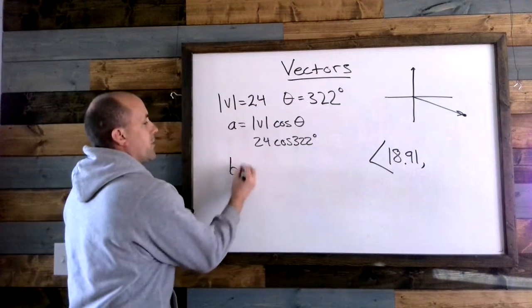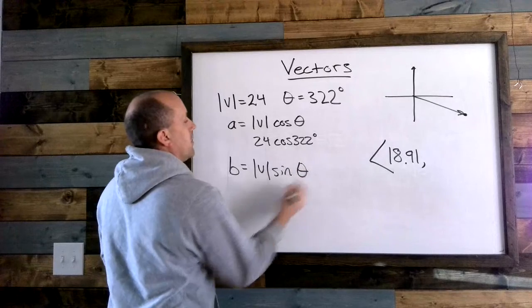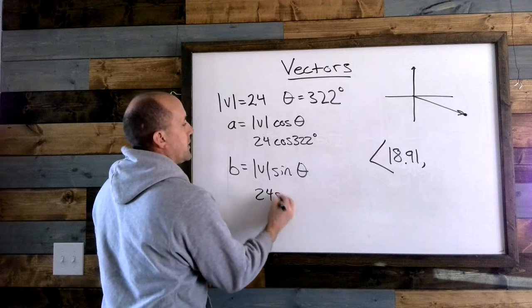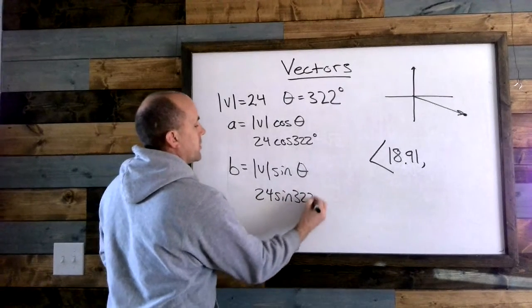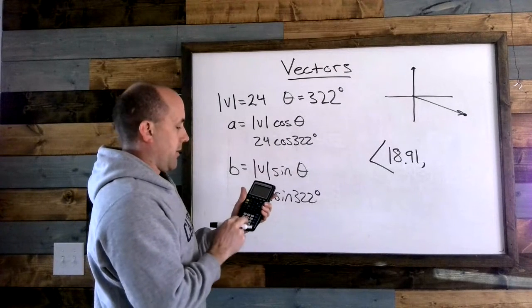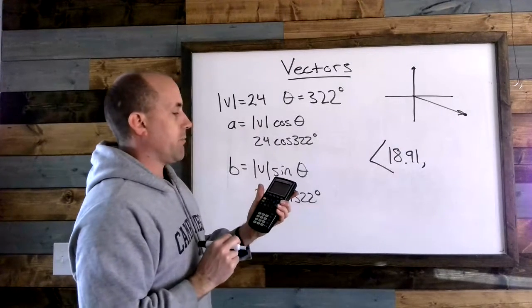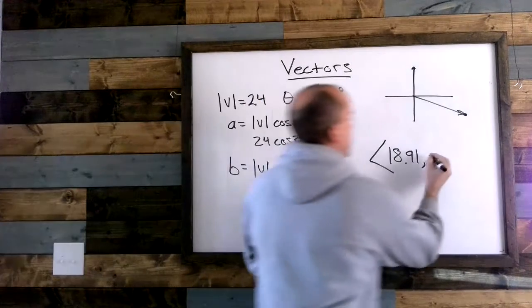In order to determine B, I take the magnitude of the vector times the sine of theta, which is 24 times the sine of 322 degrees. Calculator 24, sine of 322, and I get negative 14.78.